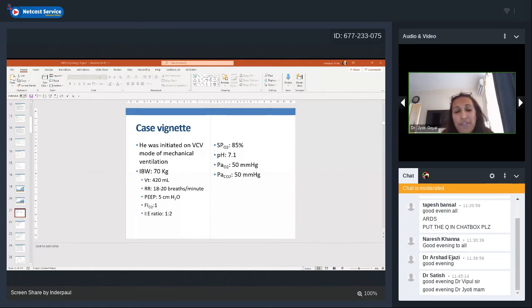Now you have to differentiate between the primary and secondary ARDS. You have to remember all the causes of primary ARDS and secondary ARDS. There is a very beautiful table in your books, and you have to remember all the causes. And secondly, you have to remember the close differentials of ARDS. Dr. Inderpaul, you have covered the close differentials also, I think.